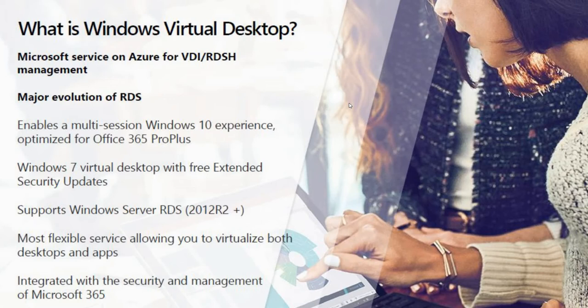You can also use Windows 7 virtual desktops with some security updates, and you can also use Windows Server editions, and you can deploy virtual desktops and virtual apps, as I told you. Virtual desktops means you will give your user only a desktop, but apps means you will give the user only the apps which he needs, like Notepad or VS Code or something. And you can also use Office 365 in this Windows Virtual Desktop.